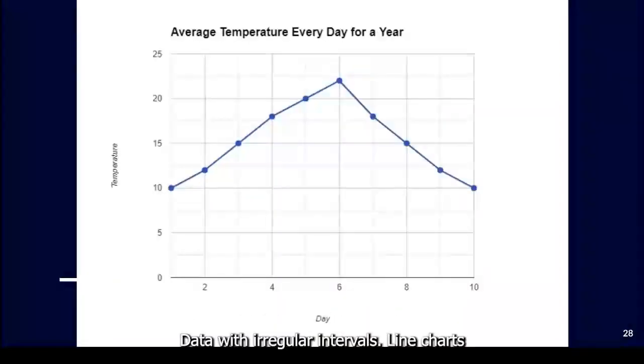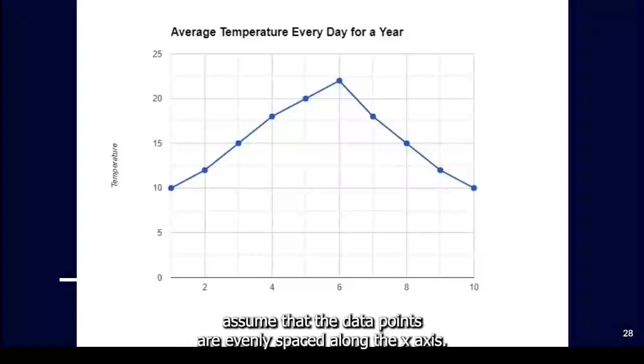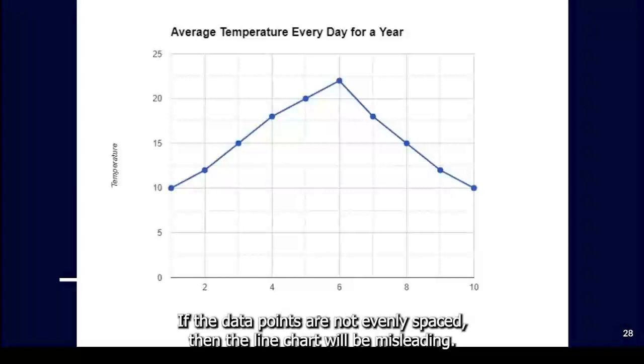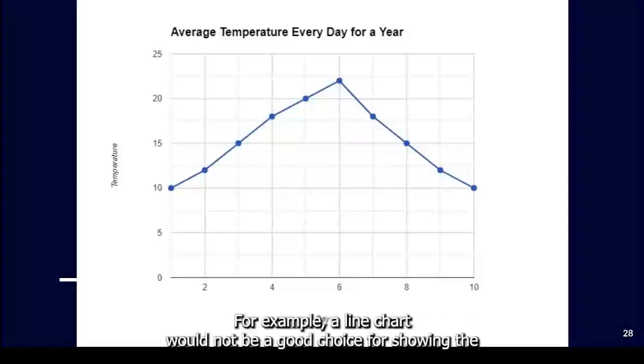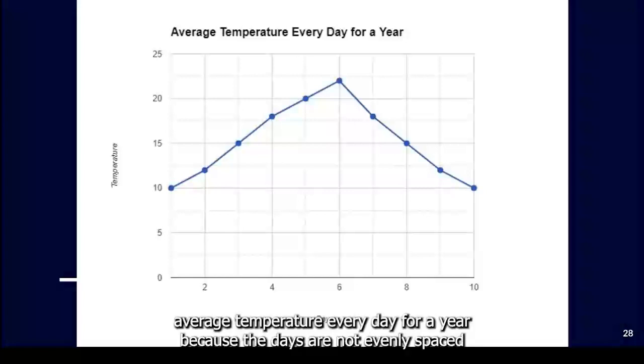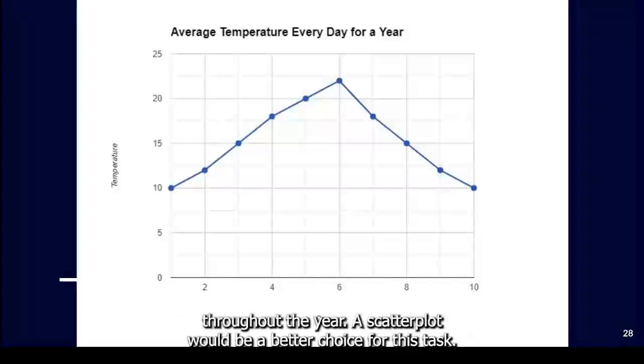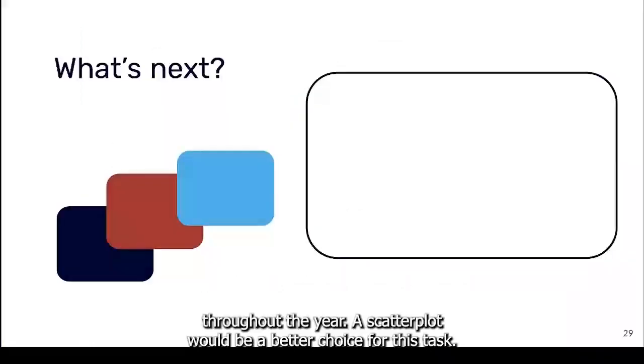Data with irregular intervals. Line charts assume that the data points are evenly spaced along the x-axis. If the data points are not evenly spaced, then the line chart will be misleading. For example, a line chart would not be a good choice for showing the average temperature every day for a year because the days are not evenly spaced throughout the year. A scatter plot would be a better choice for this task.